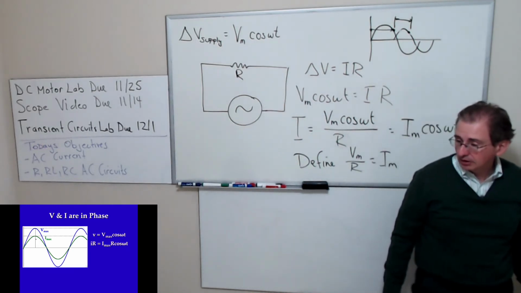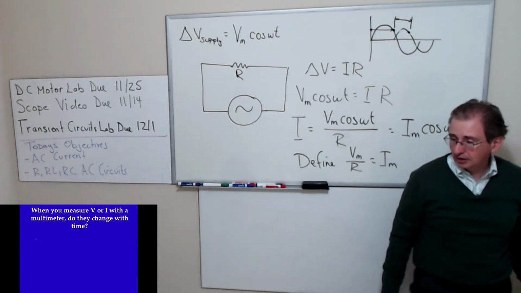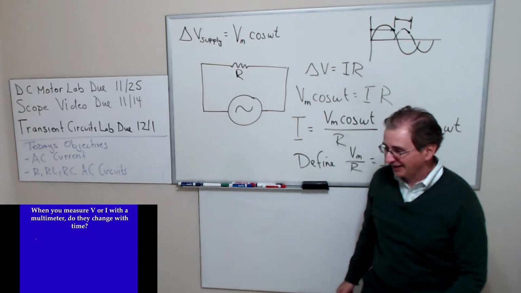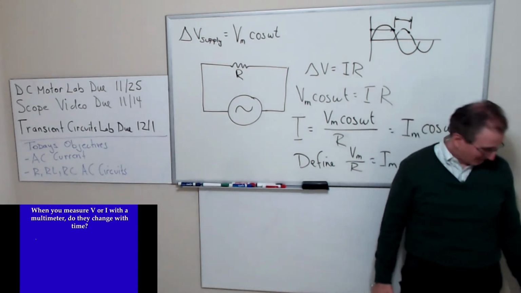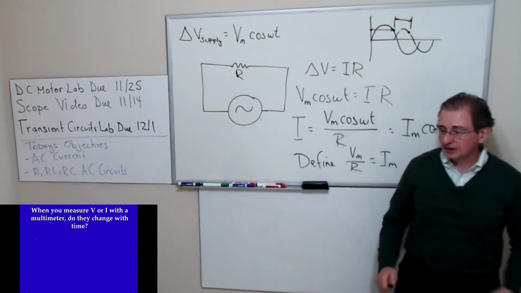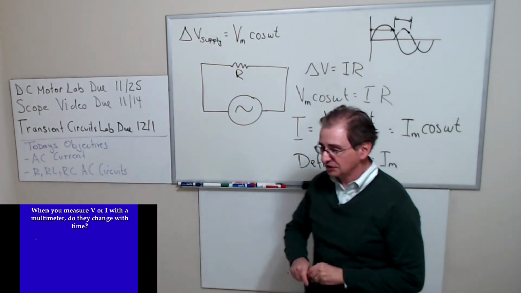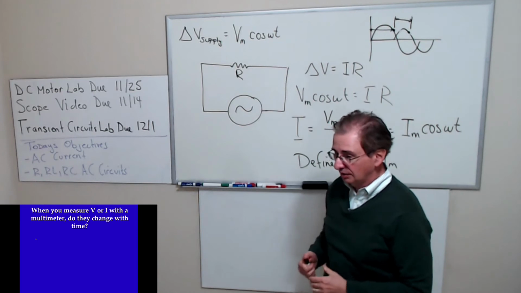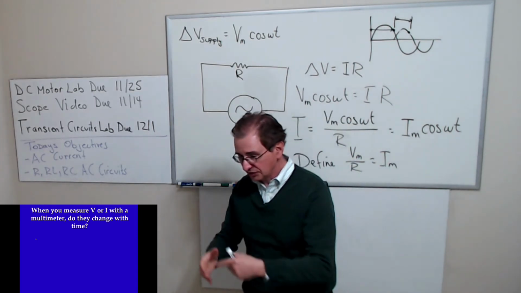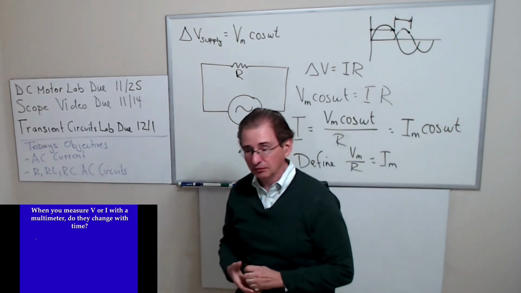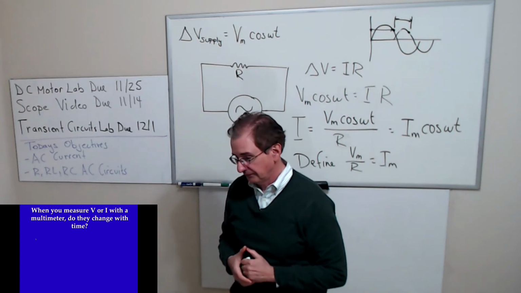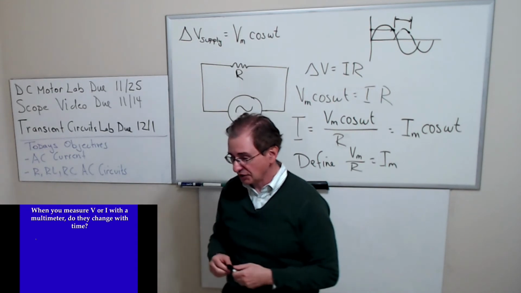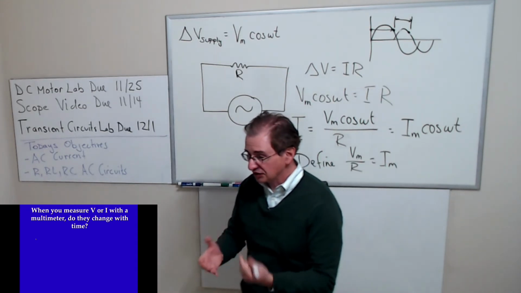So here's our expression for the current. Pretty straightforward, okay? Pretty straightforward for Ohm's law. Now, the question is, when you measure voltage or current with a multimeter, does the voltage that you see on the multimeter change with time? You actually don't see the voltage change with time. You don't see it change periodically.